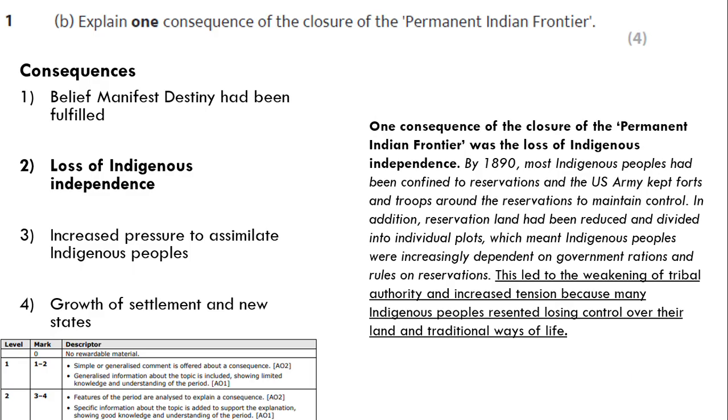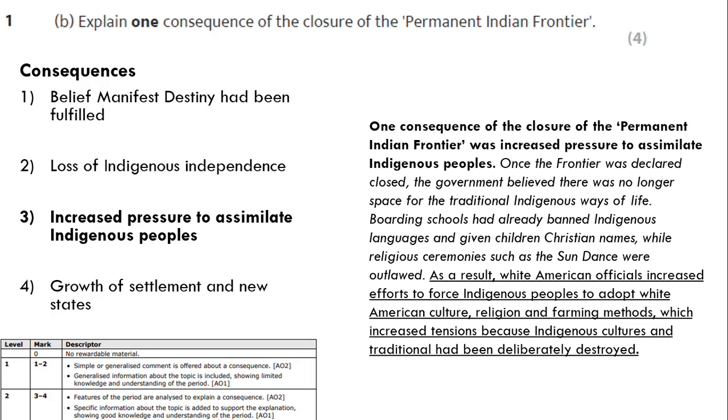I'd argue that's less strong compared to the first consequence, but it would be a valid answer. I think you'd be better off by focusing on the impact on white settlers, though. Our third consequence, then, is increased pressure to assimilate indigenous peoples.